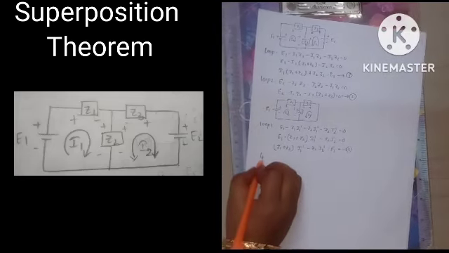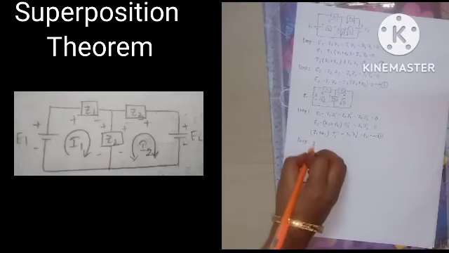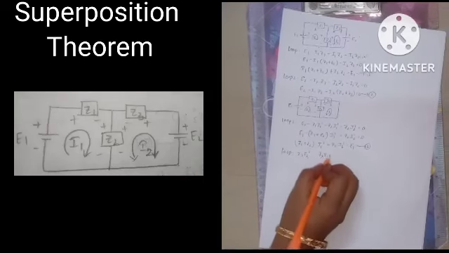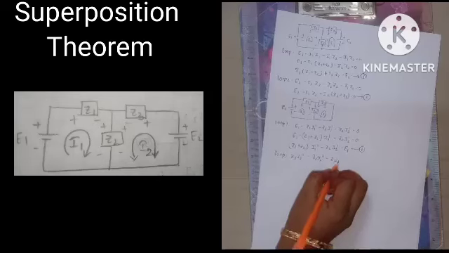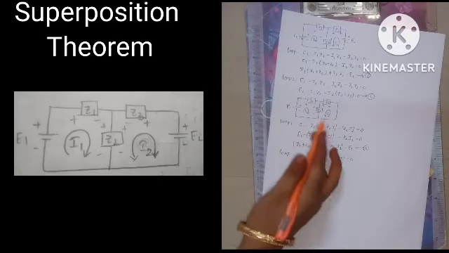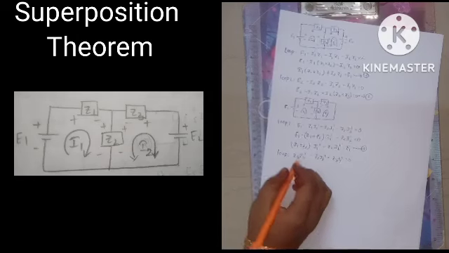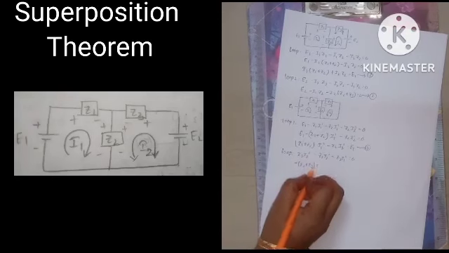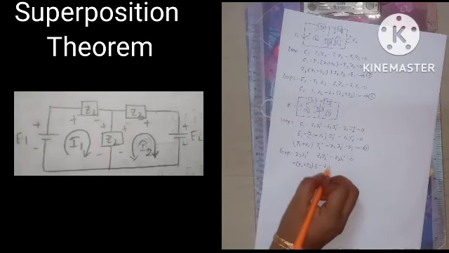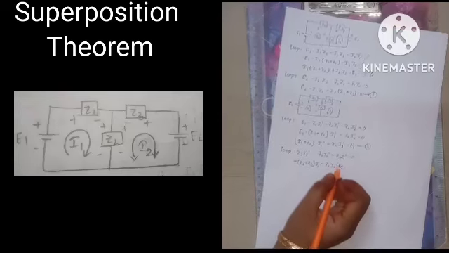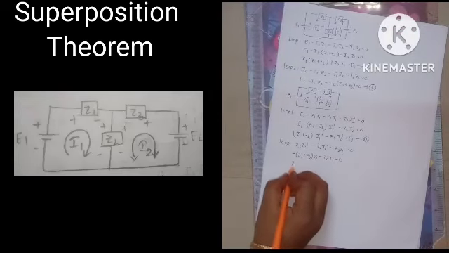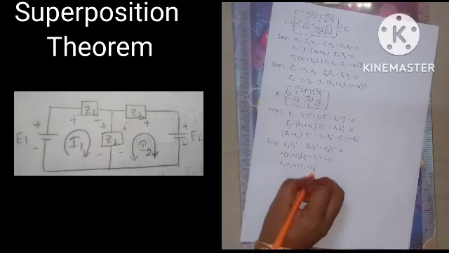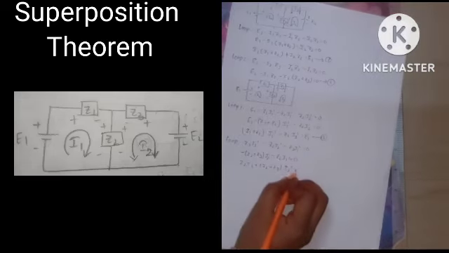From loop 2, Z3 I2 dash minus Z2 I2 dash minus Z2 I1 dash is equal to 0. Here the voltage is not there, that's why E2 is not acting in the circuit. Now Z2 I1 dash plus (Z2 plus Z3) I2 dash is equal to 0.